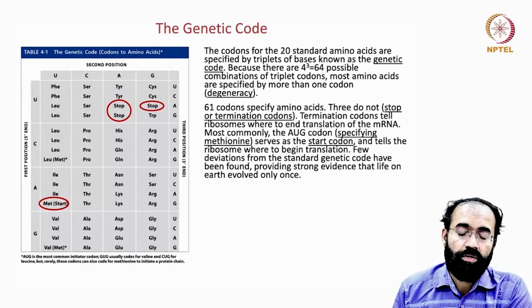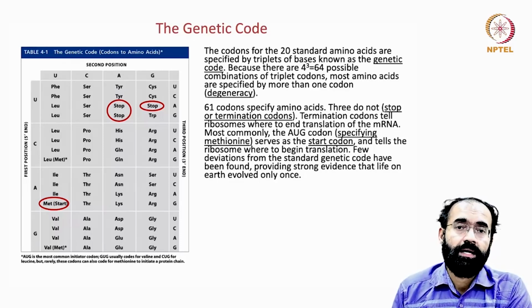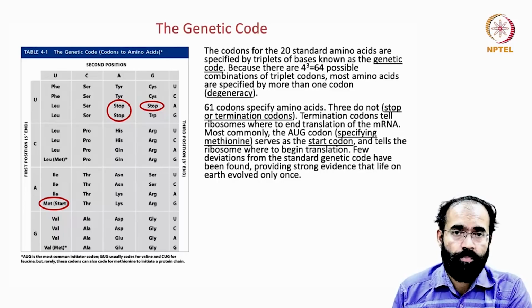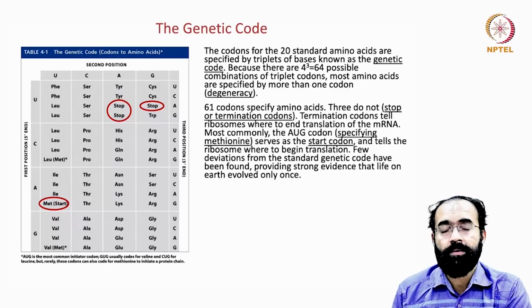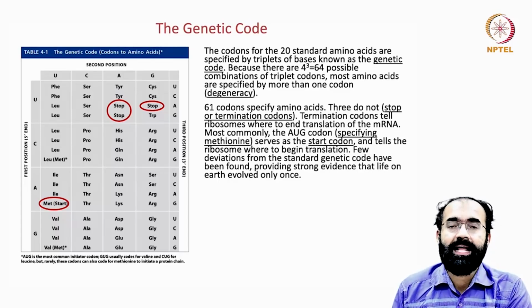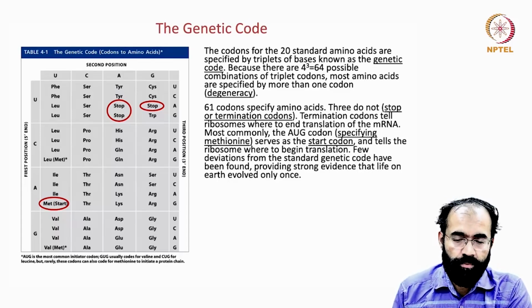Only 61 codons are meant for bringing in amino acids, whereas 3 of them act as the stop codon: UAA, UAG, UGA. So these are the stop codons. So 3 do not bring in any amino acids, and we call them termination codons or stop codons. So termination codons tell the ribosome where to end the translation of the mRNA.